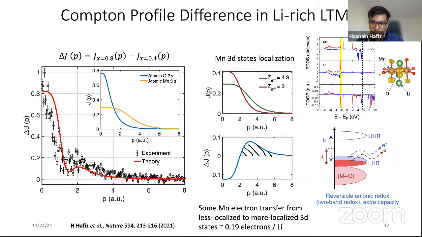Therefore, this Coulomb repulsion between the electrons in the lower Hubbard band and the occupied oxygen non-bonding state next to it is responsible for this manganese electron localization. So this provides conclusive evidence of the formation of non-bonding or orphaned oxygen orbitals in lithium-rich materials, which is responsible for this anionic redox and related high capacity.